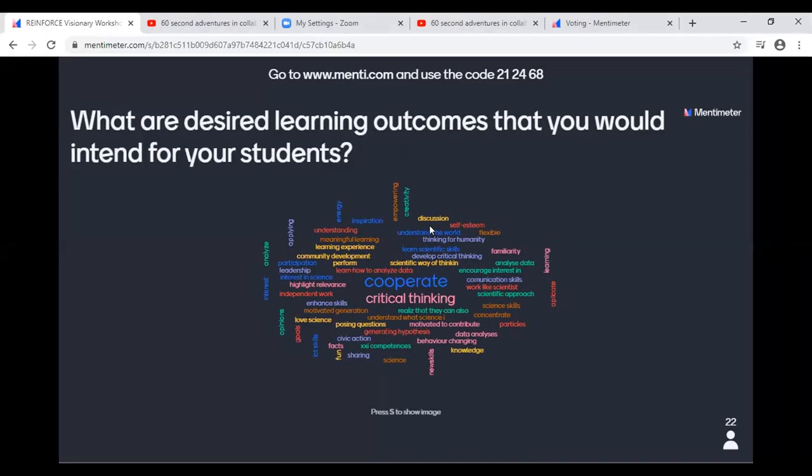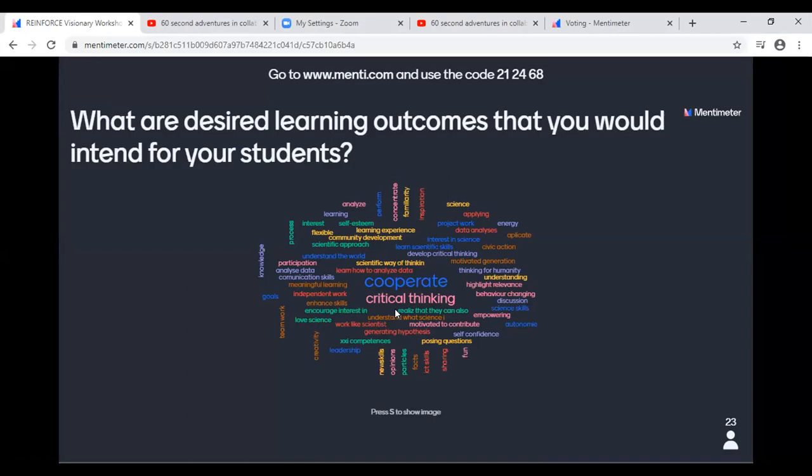And also, which I'm very much interested to hear, is what you think are the desired learning outcomes that you would intend for your students when doing citizen science in the classroom. And I can see cooperation and critical thinking are mentioned the most. The other words are a little bit too small for me to see from this computer screen at least. But I see that critical thinking is mentioned quite often. Also, the understanding of the scientific process, to analyze, and so on. Okay, but I see that this is not as clear cut as maybe the other issues have been. So there are lots of different outcomes maybe that you would like to see.